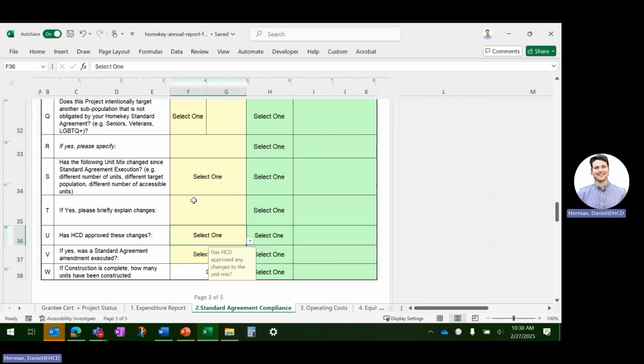Has a request form been submitted? Has HCD reviewed it? Have they approved it? Have they been made aware? And then after being made aware, have you received a written response?